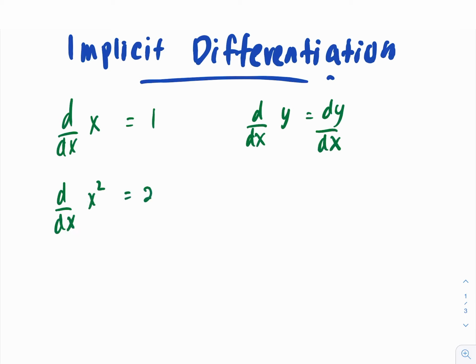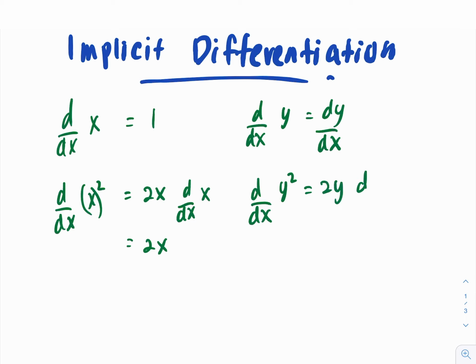What about if we want to differentiate x squared with respect to x? We'll have 2x, and then we have to differentiate the function inside, which is x. So we'll have 2x. But if we want to differentiate y squared with respect to x, we'll have 2y, and then we have to differentiate the function, which is y, with respect to x. So we will get 2y dy/dx. Compared with differentiating x squared, we have 2x.